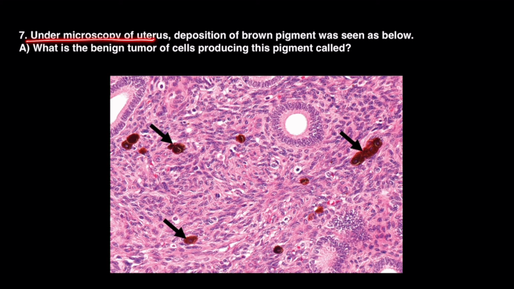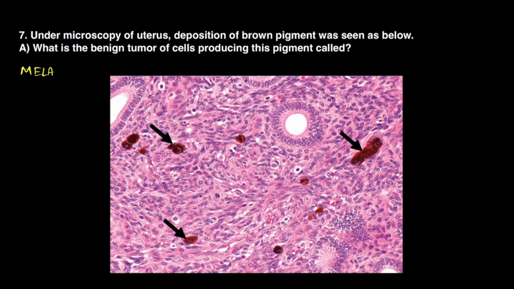Under microscopy of the uterus, deposition of brown pigment was seen as below. And you can see at areas of the uterus, there is deposition of brown pigment. This brown pigment is none other than your melanin.